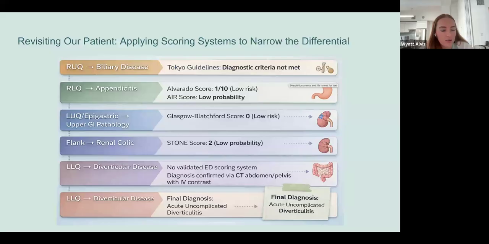And then, as far as identifying flank pain or any renal colic issues, he was a score of 2, so very low probability. And then moving to our left lower quadrant, again, no validated scoring system or tool here. And so when we did our CT with contrast of his abdomen pelvis, we did arrive at that final diagnosis of acute, uncomplicated diverticulitis.